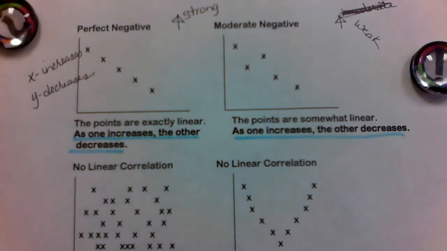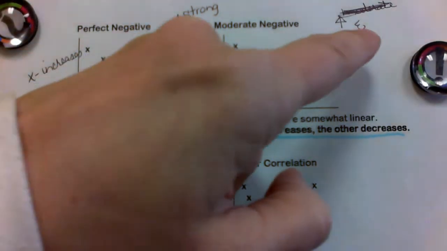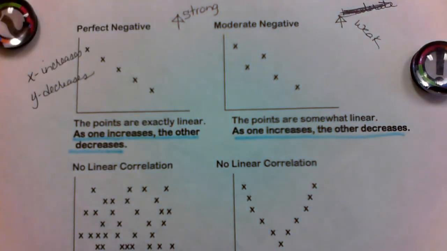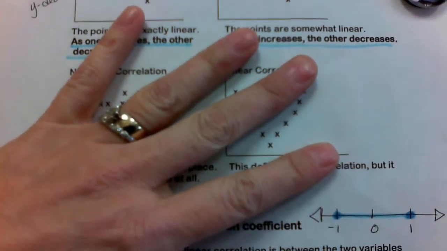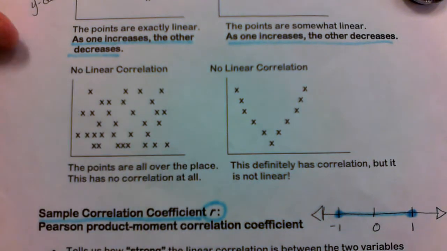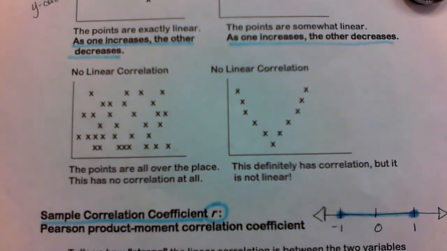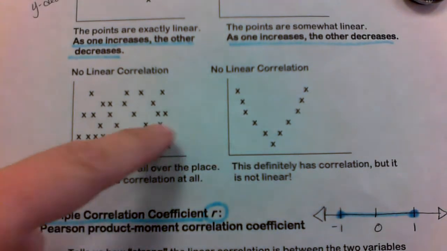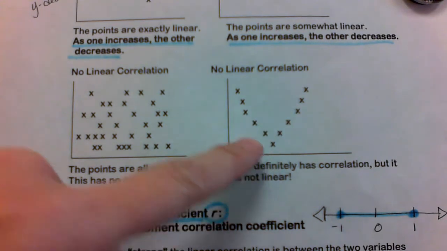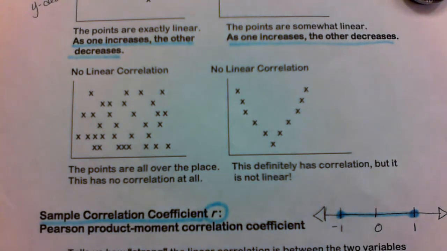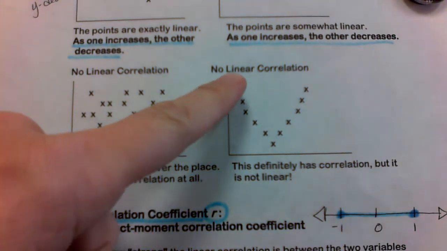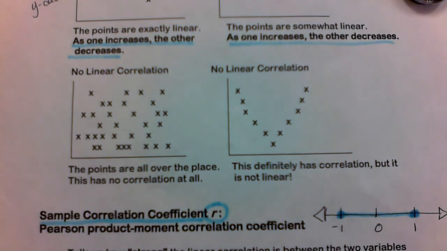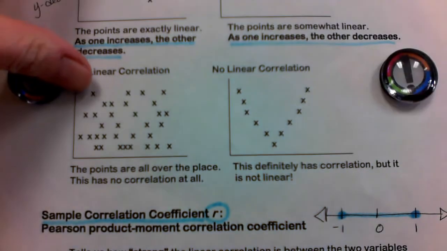Strong, they're all almost on the line. Moderate, not so much. Weak, a little bit less than that. And then we can also have where we have no linear correlation. Now, both of these have no linear correlation. This one appears to have some sort of a correlation. I think it looks like birds in flight. It's just not linear because it does not make a straight line. So those are examples of no linear correlation.